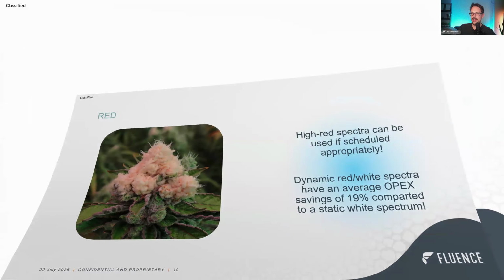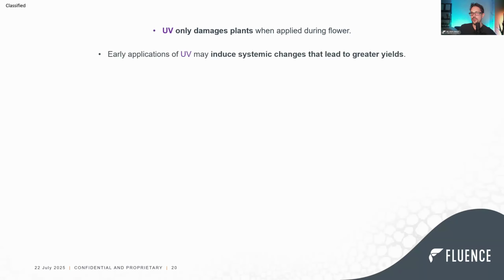All right. And with that, I'm going to recap the key takeaways here. If ever there was a time that you were going to sneaky screenshot a slide, mind you, these are going to be sent out anyway, but if you want to just screenshot one thing as your cheat sheet, this is it. So first of all, UV only damages plants when applied during flower. So probably don't do that. Early applications of UV may induce systemic changes that lead to greater yields. There's more research to be done on that, I think, but it is interesting.